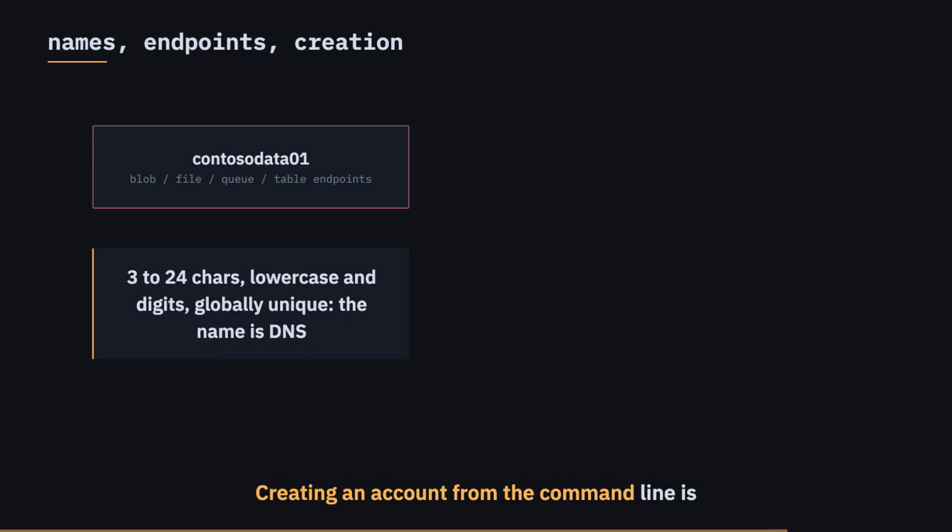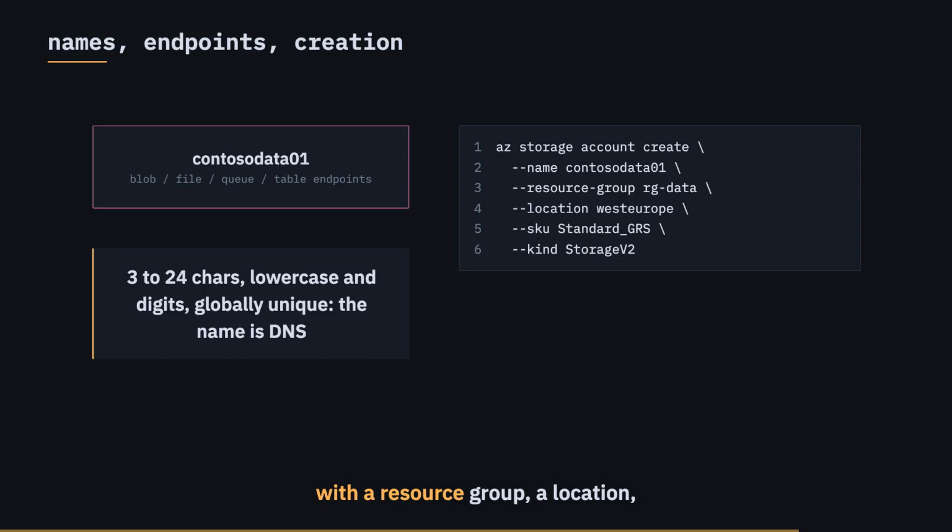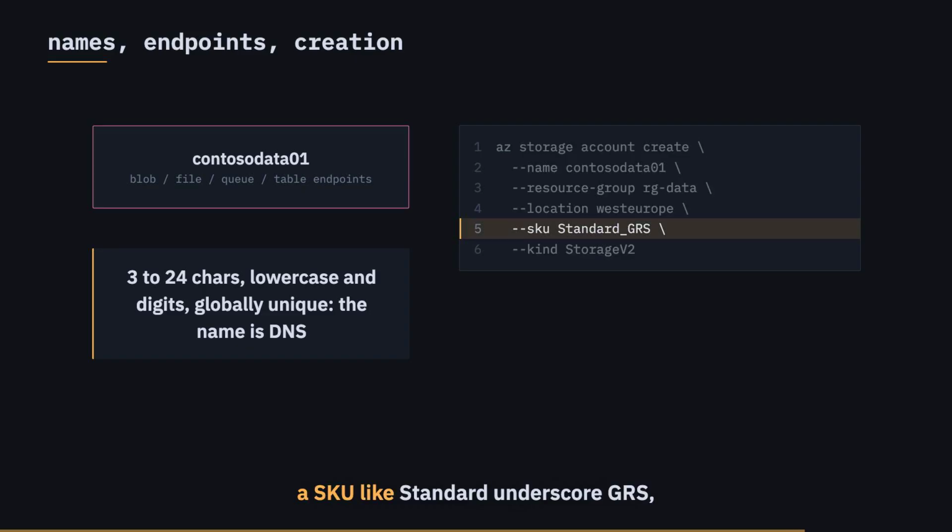Creating an account from the command line is one line. az storage account create, with a resource group, a location, a SKU like Standard_GRS, and a kind, StorageV2. Notice the SKU strings bundle performance and redundancy together, Standard_LRS, Premium_LRS, Standard_GZRS, so the choices from the last two scenes travel as one setting.